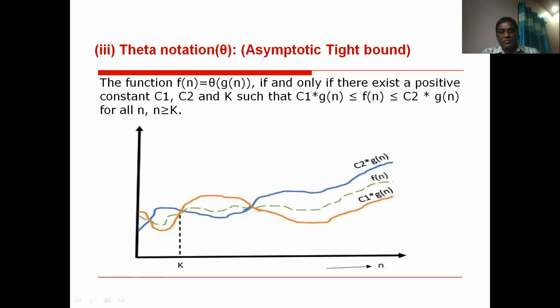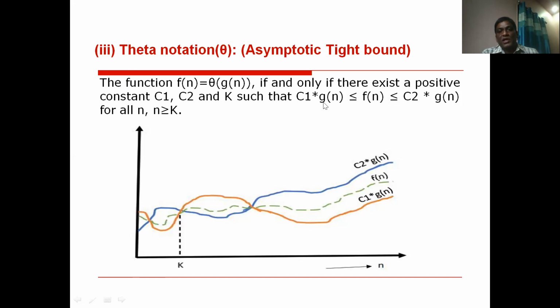If you look at the diagram, you need to identify two constants, c1 and c2, such that you represent this f of n as c1 into g of n less than or equal to f of n less than or equal to c2 into g of n. So f of n should be a value between c1 into g of n and c2 into g of n. Remember, it is g of n, the same g of n only.